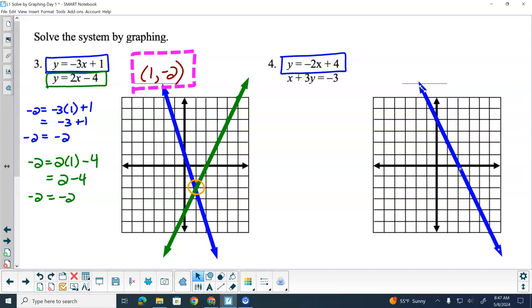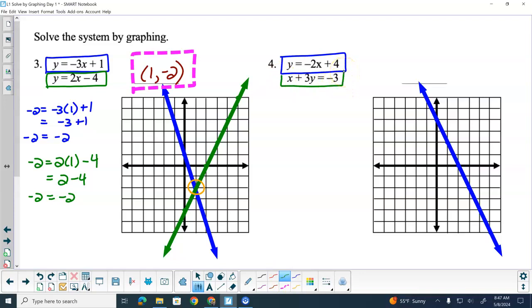Everybody agree with me on that? On the blue one. Y-intercept is 4. Slope is negative 2, so I go up 4 from the origin and I put a dot. From that dot, then I go down 2 and right 1, down 2 and right 1, down 2 and right 1, down 2 and right 1, down 2 and right 1. Or I could go up 2 and left 1. Okay? Now we're going to go to our green line.